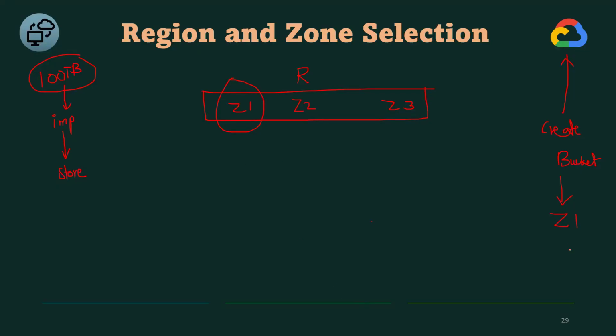That means your entire data, where is it available? You have uploaded the data now, 100 terabytes. Where is your 100 terabytes of data now? Zone 1. So you created a resource called a cloud storage bucket and you selected a location called zone 1, and your entire 100 terabytes of data is available in the zone 1 data center. Yes or no?